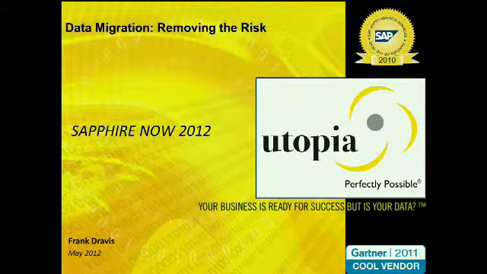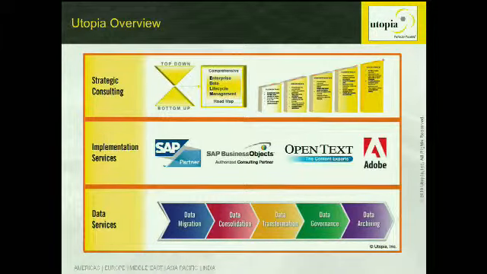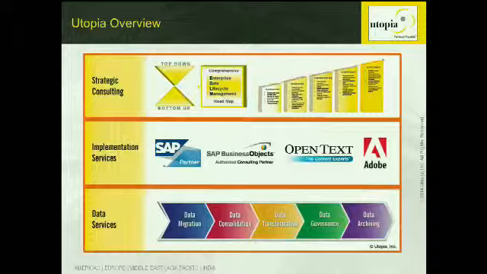My name is Frank Dravis. I am the Director of Strategic Programs at Utopia. We are a data consulting firm, data management. We offer end-to-end solutions consulting, everything from data capture through management, migration, all the way through legacy system decommissioning and archiving.